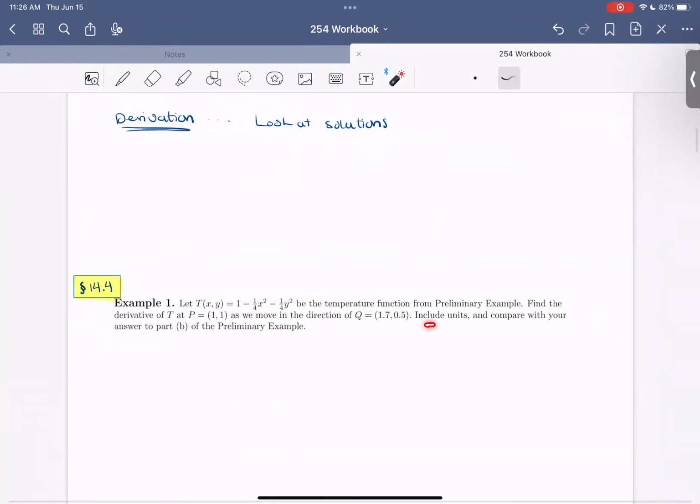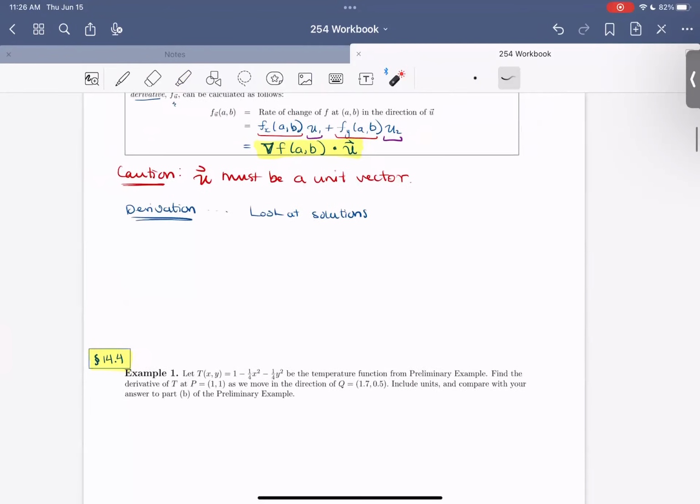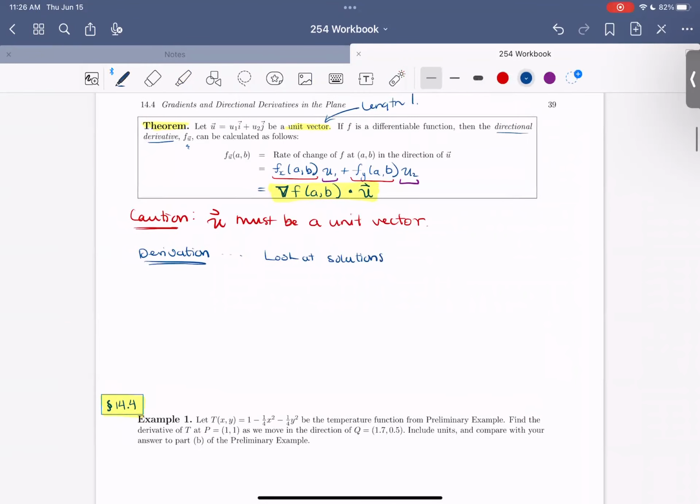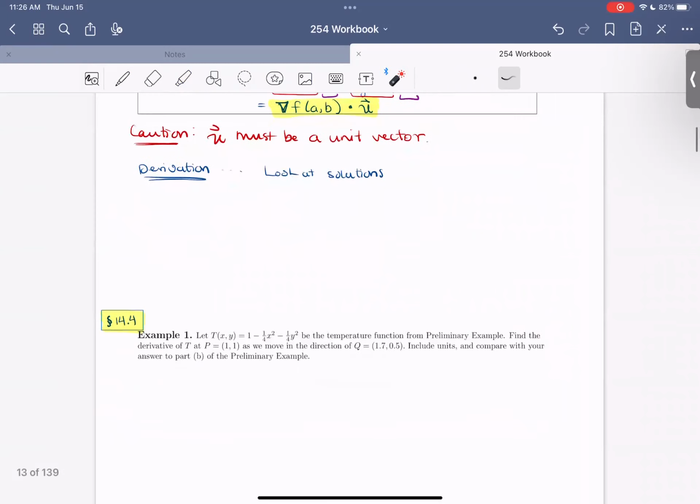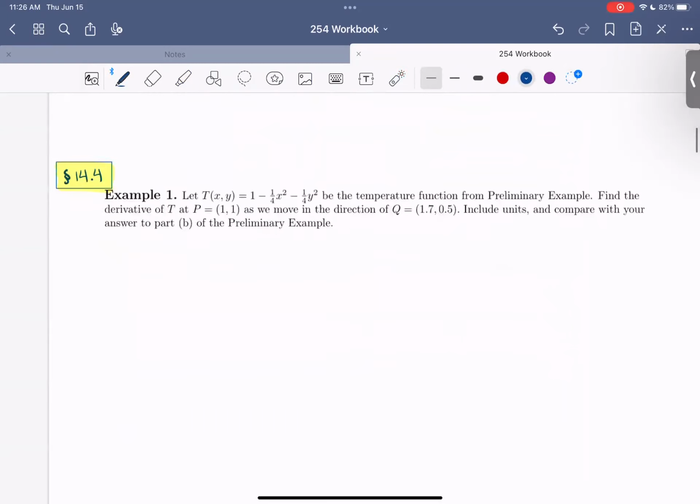We want to include units and compare with your answer to part B of the preliminary example. All right, let's go ahead and get started. The theorem for computing the directional derivative tells us we need to compute the gradient of T and a unit vector in the direction of PQ. So let's do each of those steps.